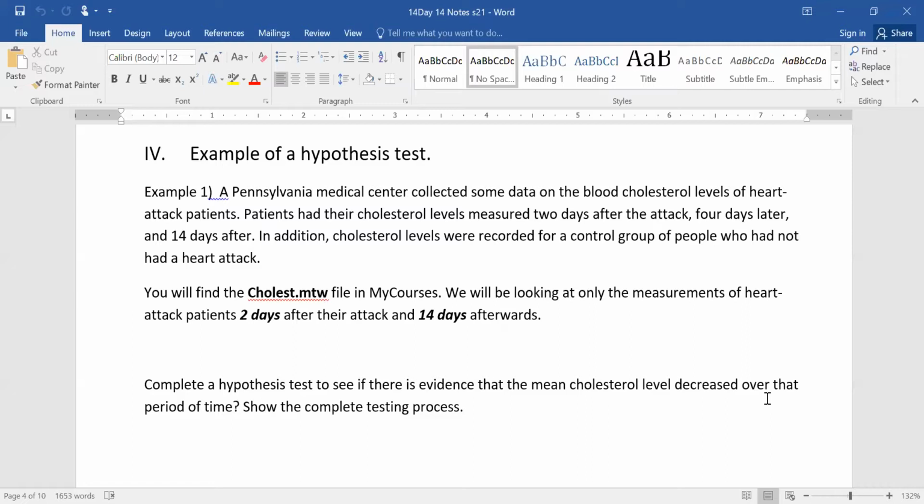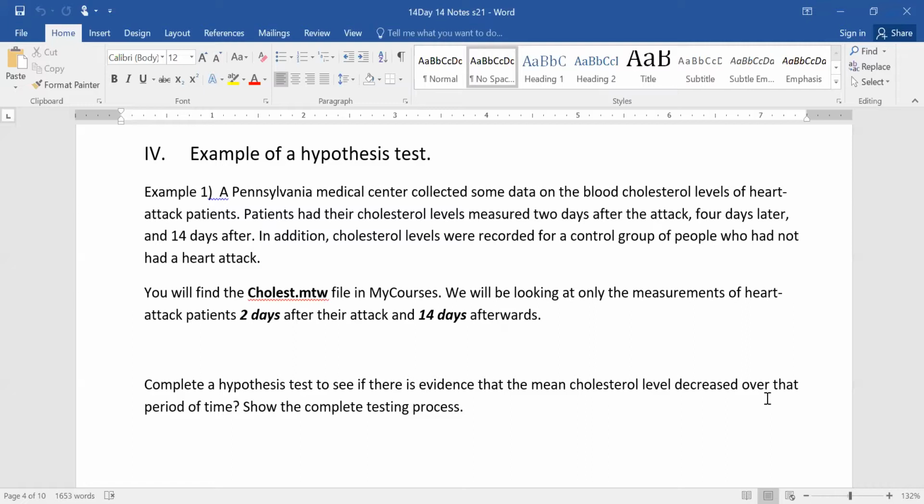Today, what we're going to do is look at dependent or paired data. We're going to look at the same patient and their cholesterol levels 2 days after their heart attack and that same patient 14 days after their heart attack. That's what makes this paired, okay? We're looking at the same person just 2 days after and then 14 days after. So that's paired data. It's still numerical because we're studying a meaningful number and we want to know if there's a difference in their means.